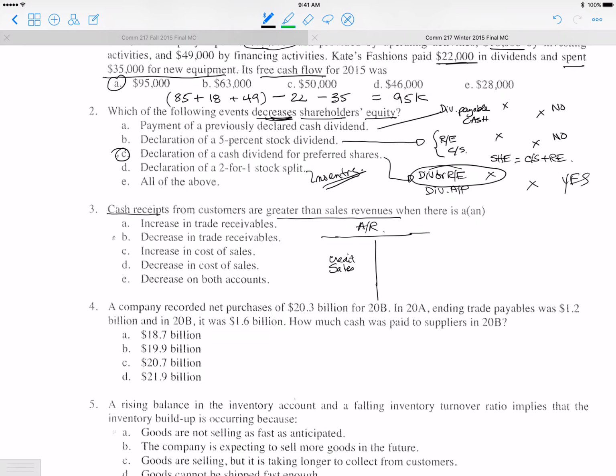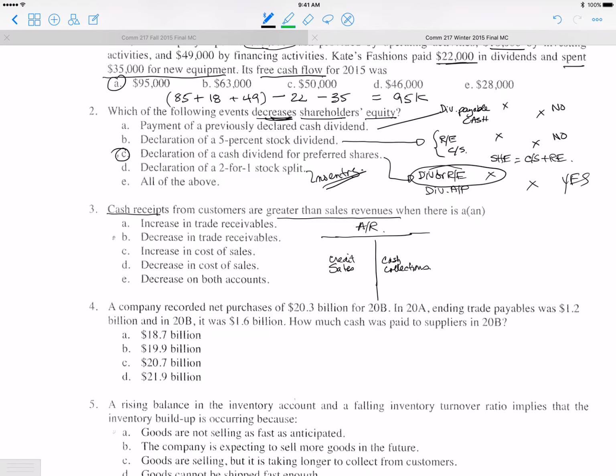So if you make a credit sale for 100, you'll debit receivables, and you'll credit sales. And when you collect on your receivables, you debit cash and you credit receivables. So any credits to receivables are cash collections. Okay, so let's get back to the question. Cash receipts from customers are greater than sales revenues.